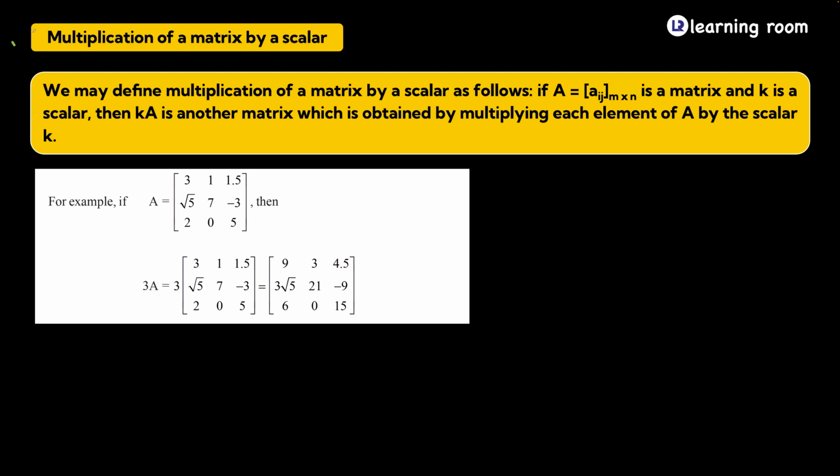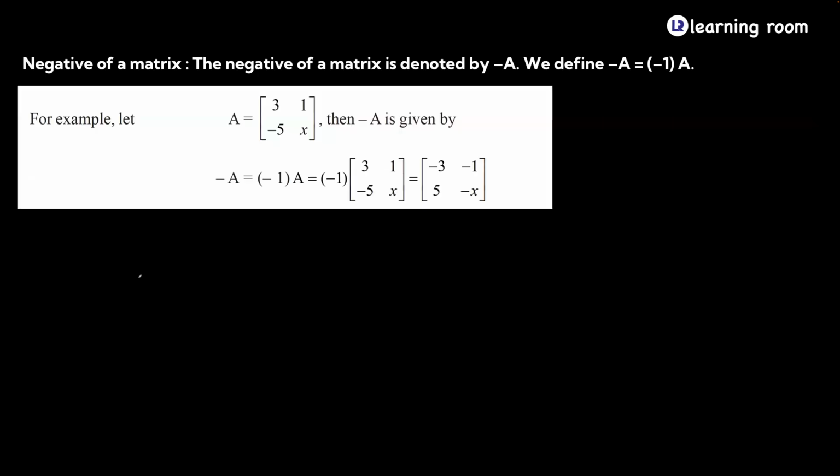Okay. So in the previous class, we were discussing multiplication of a matrix by a scalar, right? So we saw this example, and from here, we also saw the concept of negative of a matrix. What do you mean by negative of a matrix? If you take a matrix and multiply it with -1, then the new matrix becomes the negative of the original matrix, right?